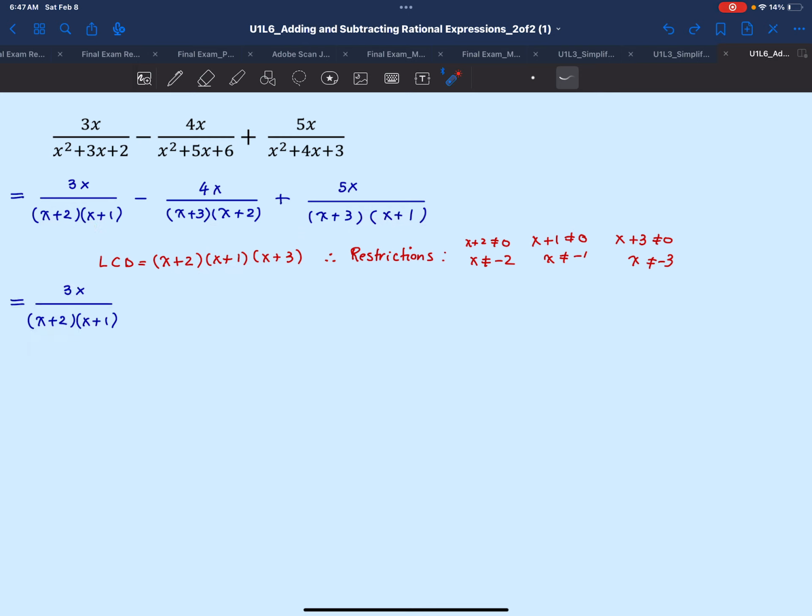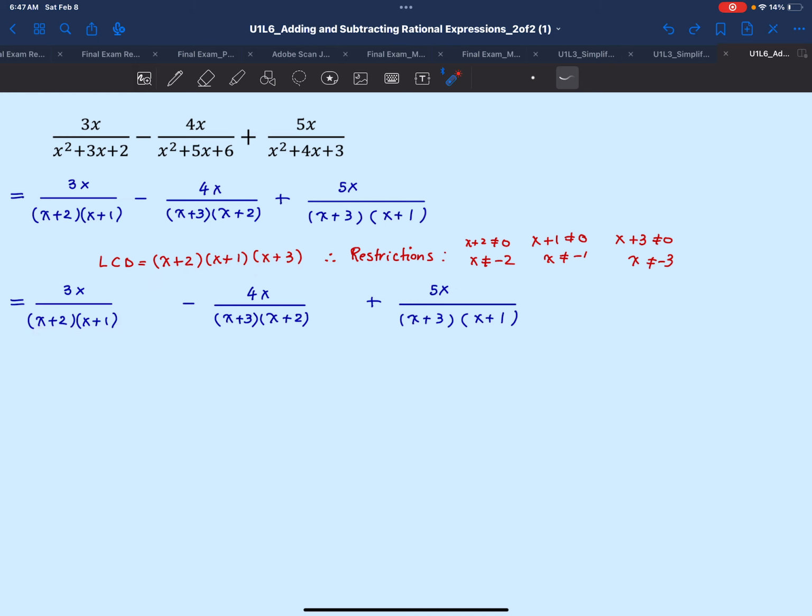Next, our job would be to make all the denominators the same as the lowest common denominator. So first, I like to write the expression and leave a little bit of room in each rational term so that I can modify the denominators. So here we have x plus 2 and x plus 1. And we're missing x plus 3, which means that the denominator will need an x plus 3, and so will the numerator.